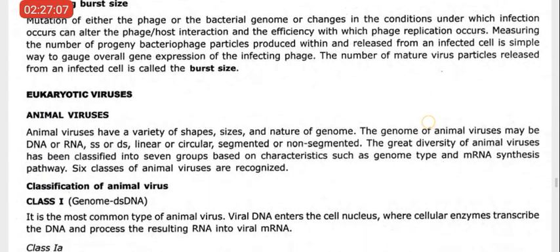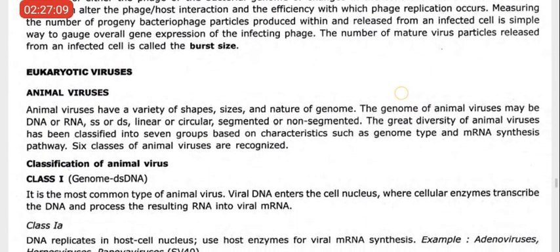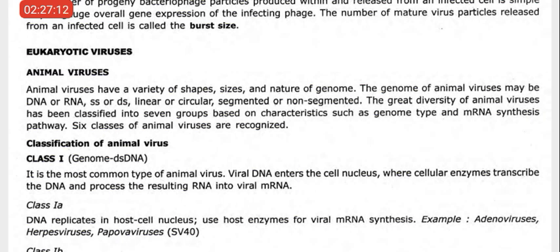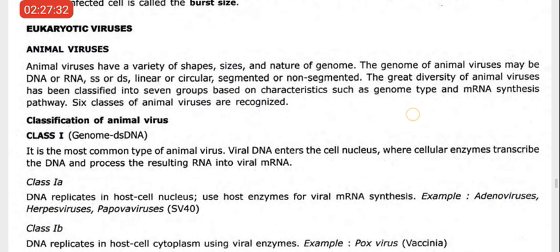Now eukaryotic viruses, animal viruses. Animal viruses have a variety of shapes, sizes, and nature of genome. The genome of an animal virus may be DNA or RNA, double-stranded or single-stranded, linear or circular, segmented or non-segmented. The general diversity of animal viruses has been classified into 7 groups based on characteristics such as genome type and mRNA synthesis pathway.